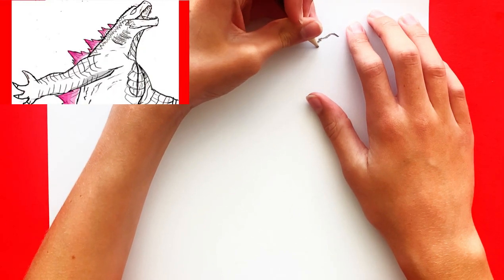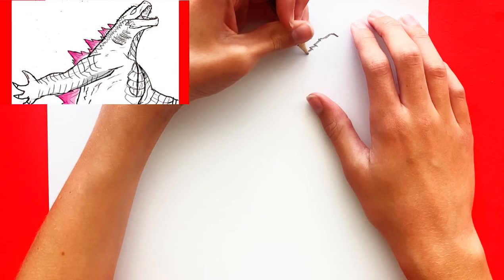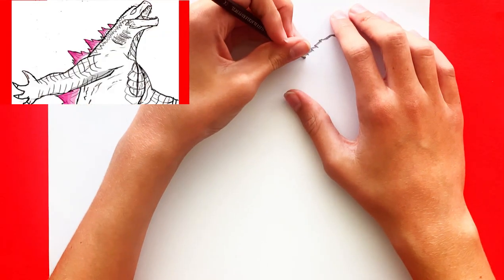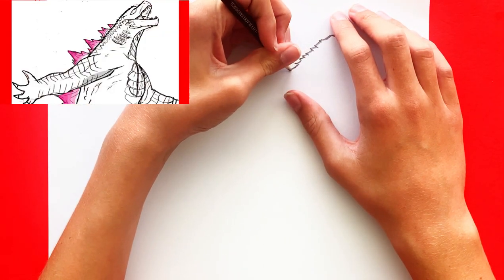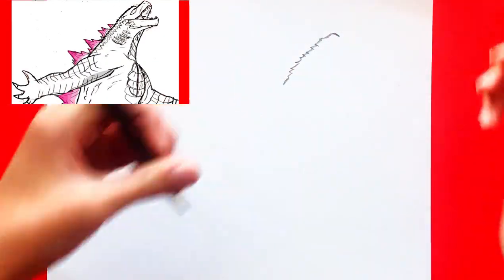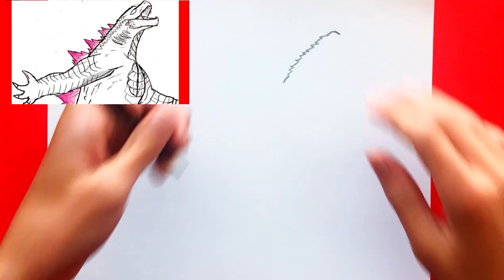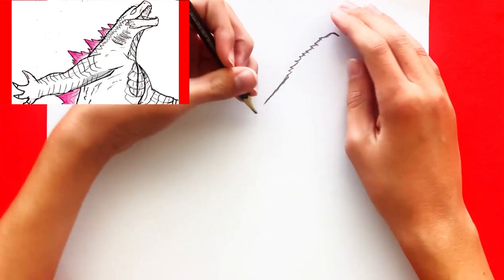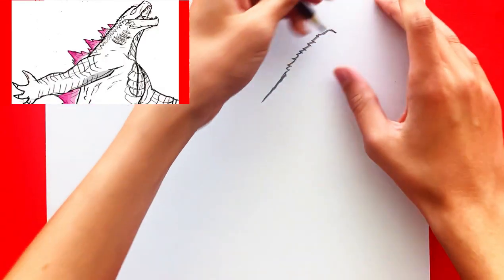Some of Godzilla's spikes are gonna be coming up right there. So it's gonna be like that, starting off. And so we can stop adding those spikes because we're gonna get to the big spikes later. So then his back is gonna come down. So we're gonna start with his head first.